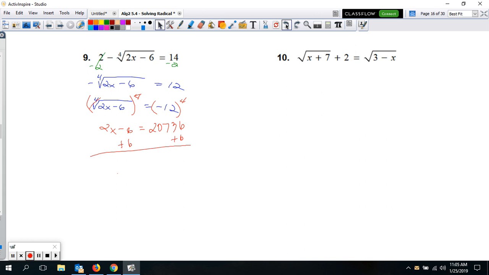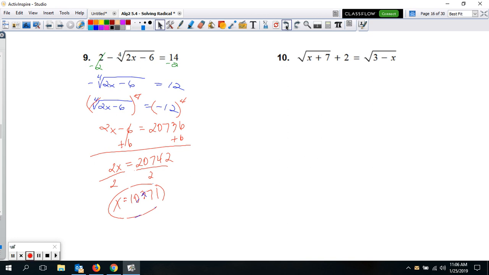So adding 6 to both sides, we'll cancel out the 6's there. And so we add 6 to this. So 2x now will equal 20,742, just 6 more than this one. And then divide by 2 and we get our answer. Dividing that by 2, we get 10,371.